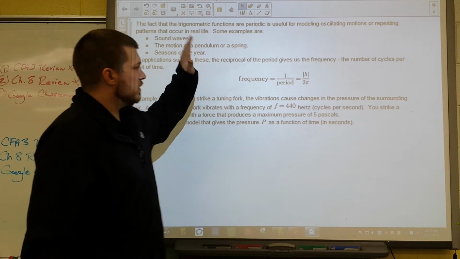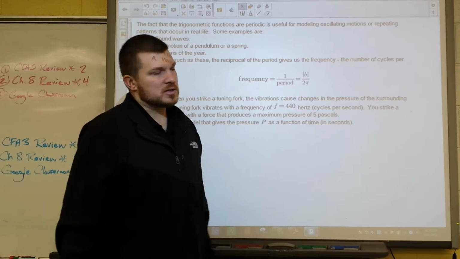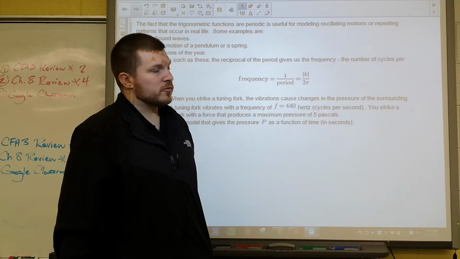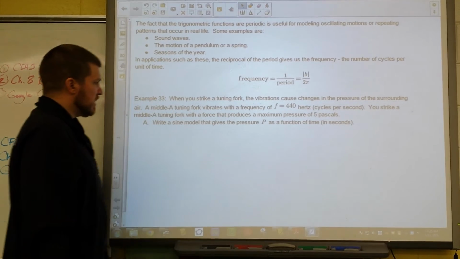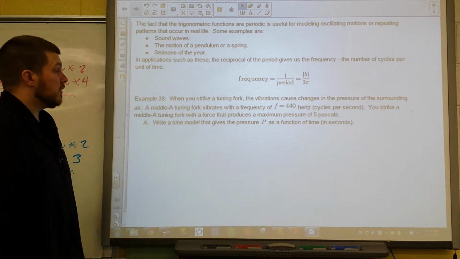So, for instance, the frequency is 1 over whatever the period is, which means, since we know the period formula, the frequency is given by the absolute value of b divided by 2 pi. So that takes us to example 33.